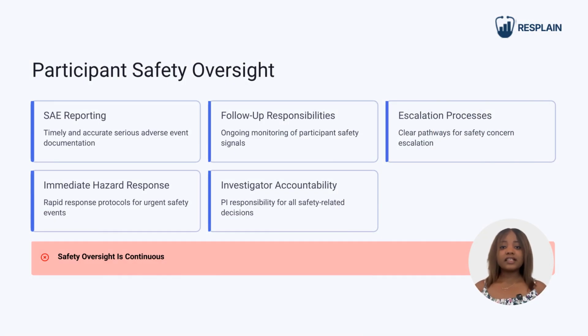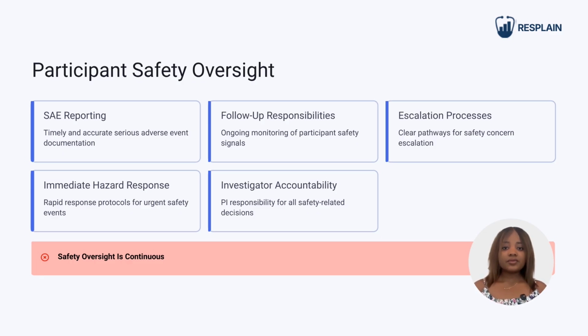Participant safety oversight remains one of the most critical areas of focus under R3. The updated guidance expands expectations around safety reporting, investigator responsibility, escalation processes, and ongoing participant follow-up. Auditors may evaluate how quickly safety events were identified, documented, assessed, escalated, and communicated throughout the study.